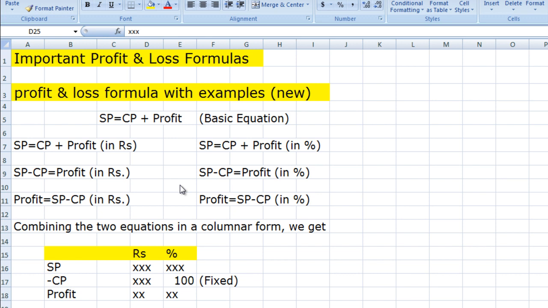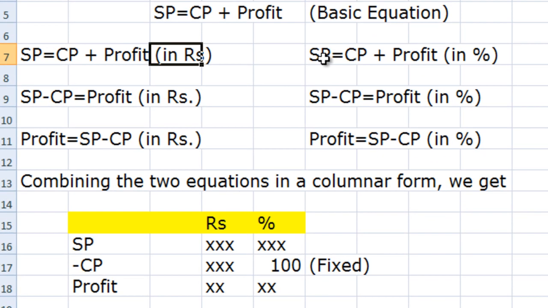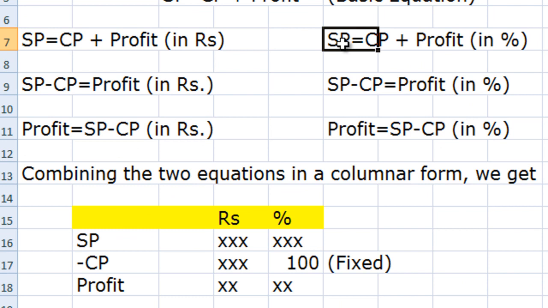We can write this equation in terms of rupees and also in terms of percentage. So if we write in terms of rupees, it is SP is equal to CP plus profit in rupees. Another form is SP is equal to CP plus profit in terms of percentage. For calculating profit in rupees, SP minus CP is equal to profit. Therefore profit is equal to SP minus CP in rupees.